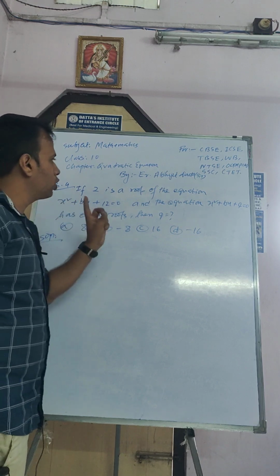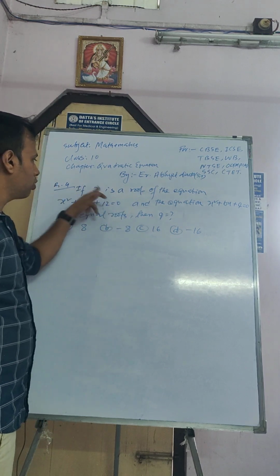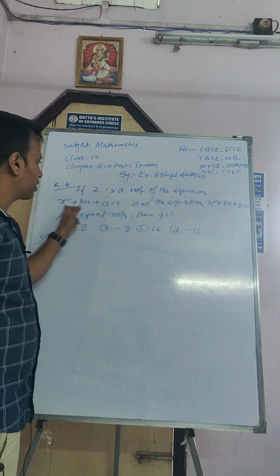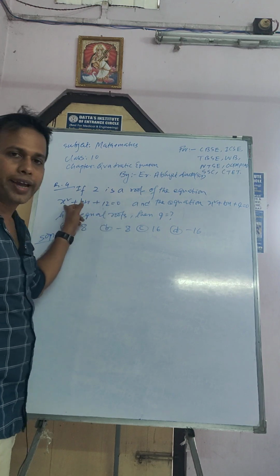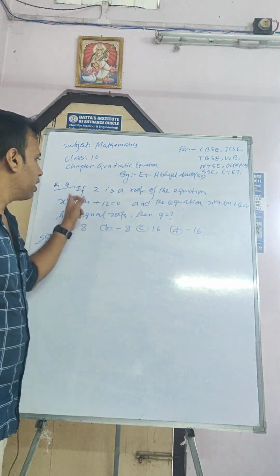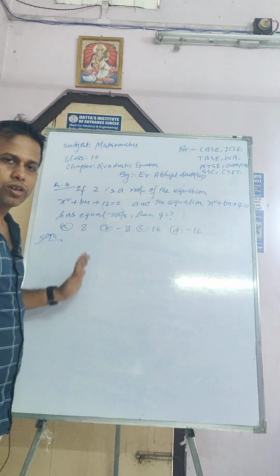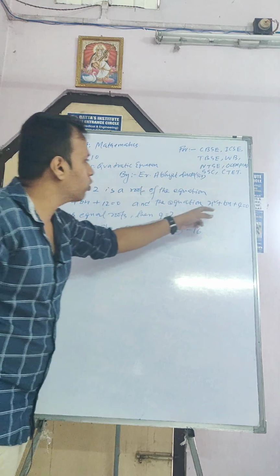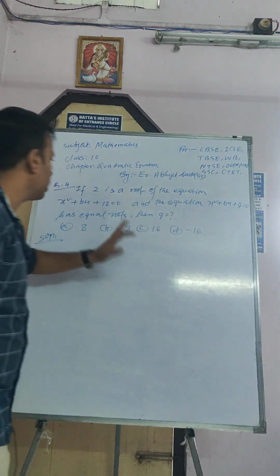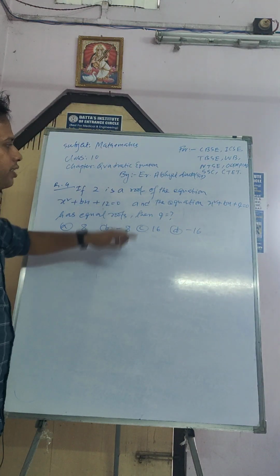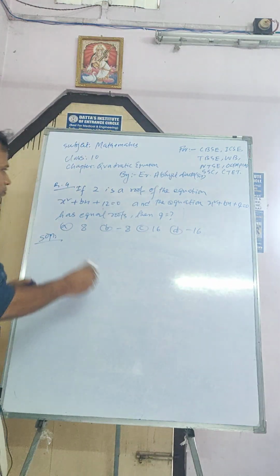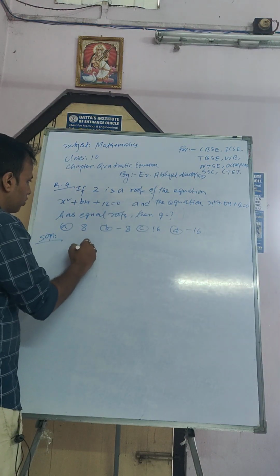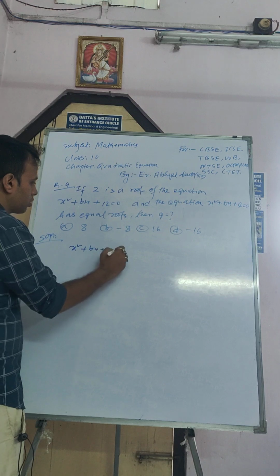If 2 is a root of the equation, we can put the value of x equal to 2 here, and from that we can find the value of b. So 2 is a root of the equation, and the equation x square plus bx plus q has equal roots. In that case, what is q? So what is the equation? X square plus bx plus 12 equal to 0.